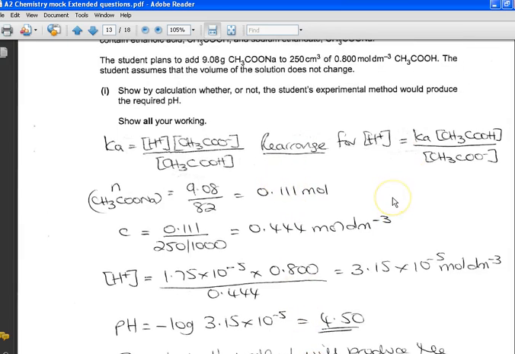So when it's a buffer question, don't forget you are going to need to use this buffer equation, which flips the conjugate base and the acid over from the original Ka expression. That's because, in a normal acid, these two will be the same, so we can square them. But in a buffer, that's not the case, because we've added the salt, so we've got lots more conjugate base.